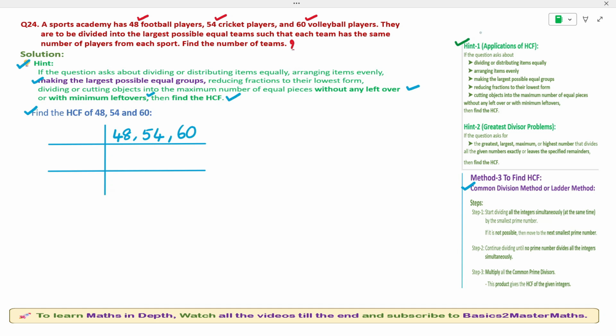Start dividing 48, 54 and 60 by the smallest prime 2. Since 2 divides all the integers exactly, we get 24, 27 and 30.